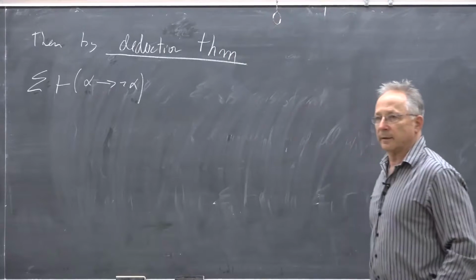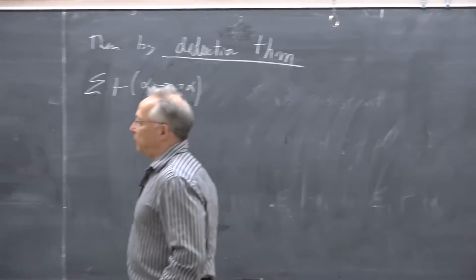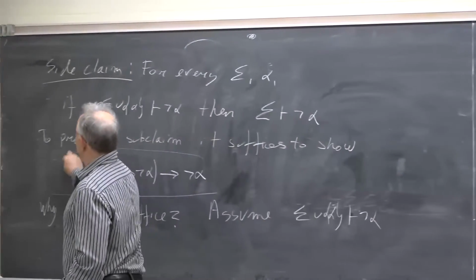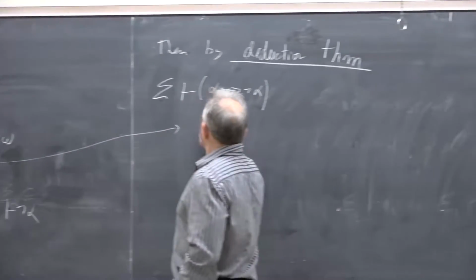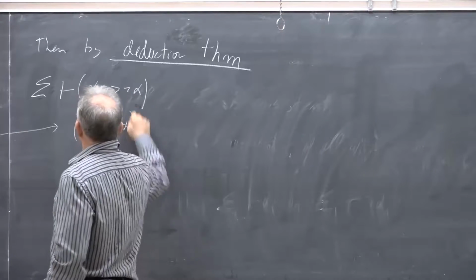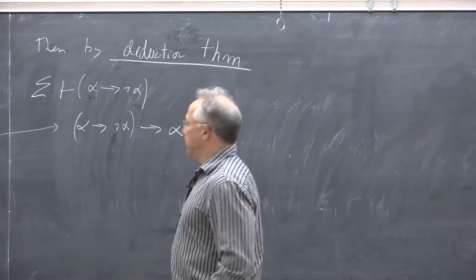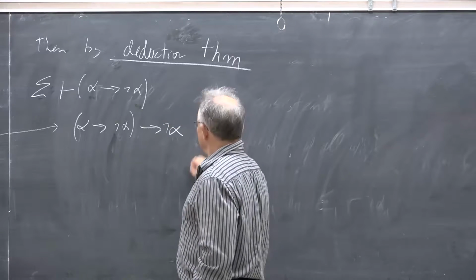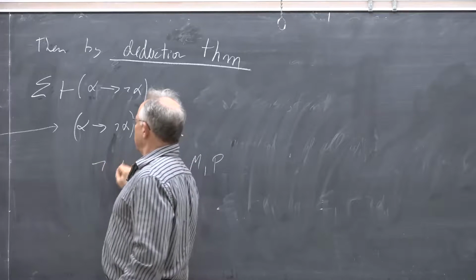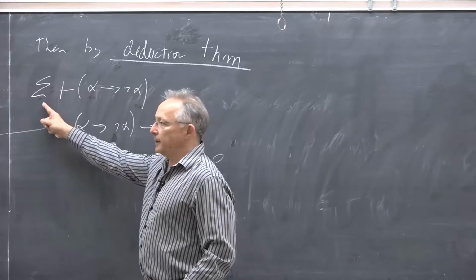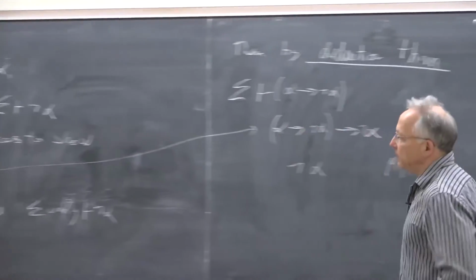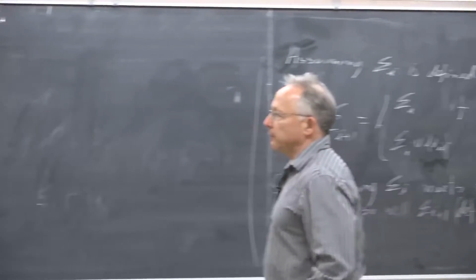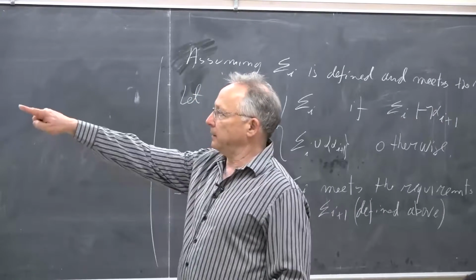We have this. Now, if I know this, if this can be proven without assumptions, I can write it here, alpha arrows not alpha, arrows alpha, arrows not alpha, and do modus ponens, and get not alpha. So I got a proof from sigma of not alpha. This is what I wanted. So based on this, if we can prove this formal statement there, we get the side claim.